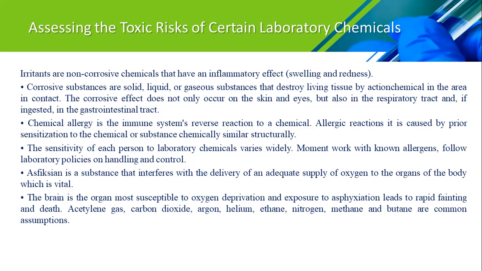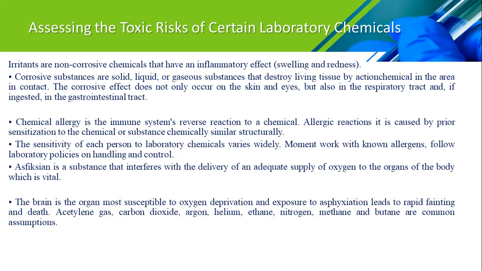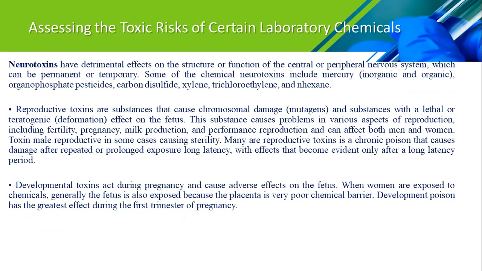Neurotoxins have a detrimental effect on the structure or function of the central or peripheral nervous system, which can be permanent or temporary. Some chemical neurotoxins include mercury, both inorganic and organic mercury, organophosphate pesticides, carbon disulfide, xylene, trichloroethylene, and n-hexane. Reproductive toxins are substances that cause chromosomal damage or mutagens, and substances with a lethal or teratogenic effect on the fetus.